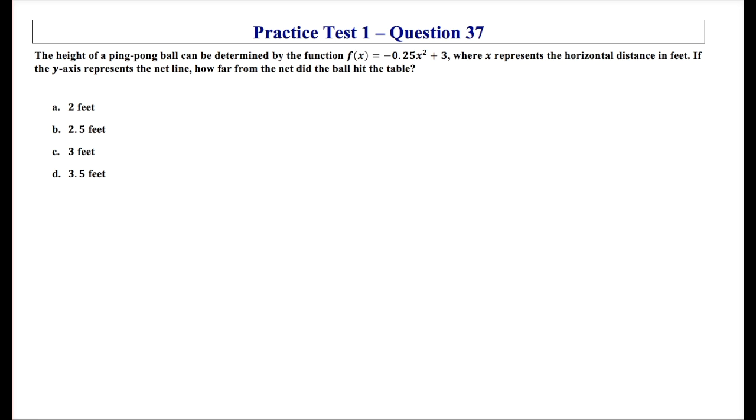The height of a ping pong ball can be determined by the function f of x equals negative 0.25x squared plus 3, where x represents the horizontal distance in feet. If the y-axis represents the net line, how far from the net did the ball hit the table?